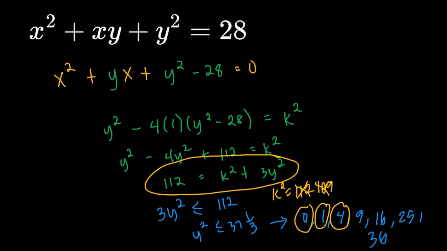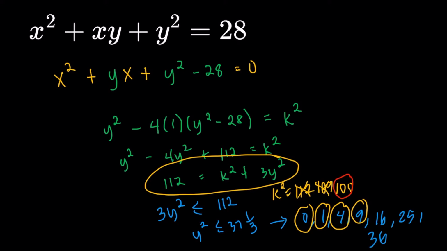Next, let's try y squared being equal to 4. Now, if y squared was equal to 4, then we're going to get k squared is 100. That's possible. So let me just encircle it, knowing it's possible. And we just have to do it for all the values of y. If y squared is equal to 9, I'll be getting k squared here.